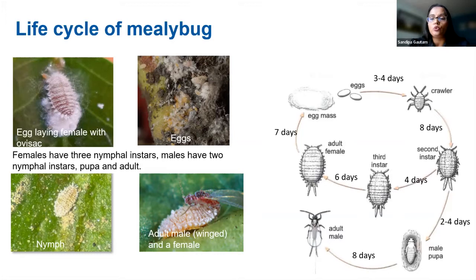Then they go through molts and molt into a second instar. Until second instar, males and females look the same. After the second molt, males go through a pupal stage. It weaves a loose cocoon, spends its time pupating, and emerges as an adult male, which is a fly, which can fly. Females do not go through complete metamorphosis. They have one more instar and then emerge as adult females, and the life cycle continues over again.